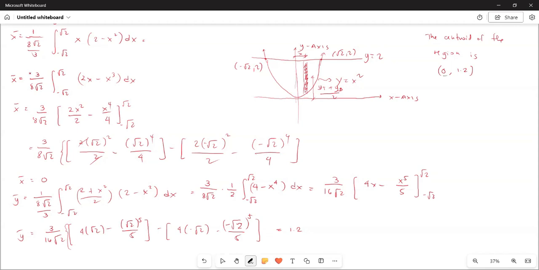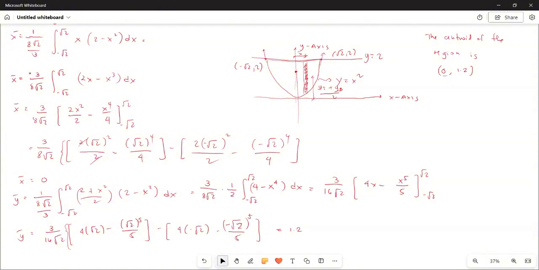Tapos yung y naman natin o yung y bar is magpo-fall malapit doon sa mas mahaba na side ng ating region. So as you can see, ito yung mahabang part. Ayan. So most probably nandito yung ating centroid. Okay? So ganun lang naman natin isolve yung ating centroid pagdating sa may mga boundaries sa mga areas natin ng function using integration.